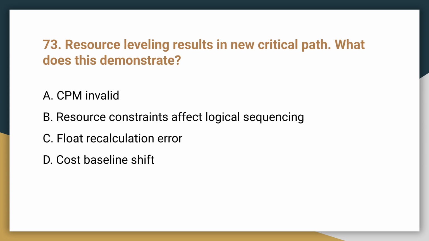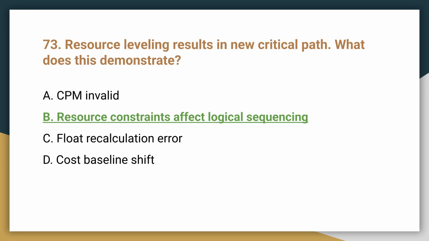Question 73. Resource leveling results in a new critical path. What does this demonstrate? This demonstrates B. Resource constraints affect logical sequencing. Leveling introduces resource-driven constraints that alter the critical path logic.